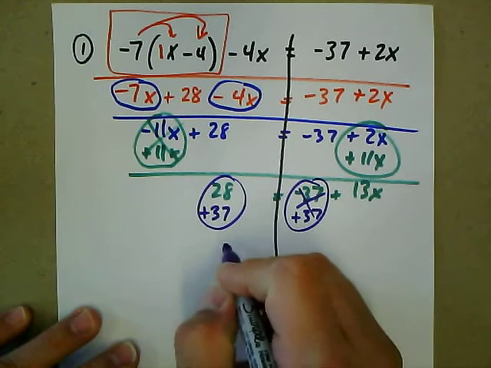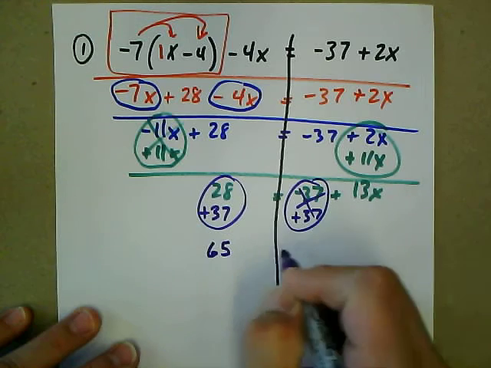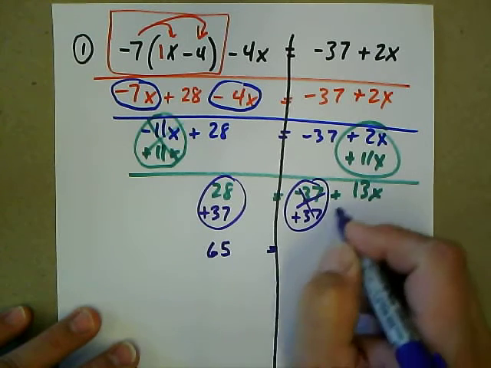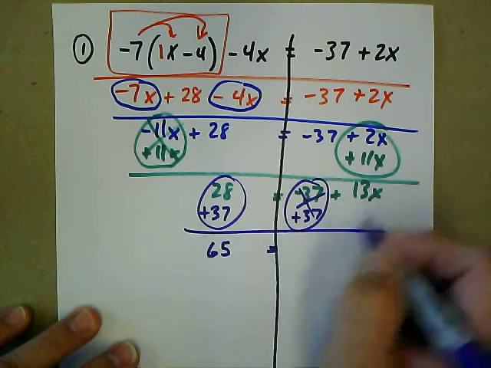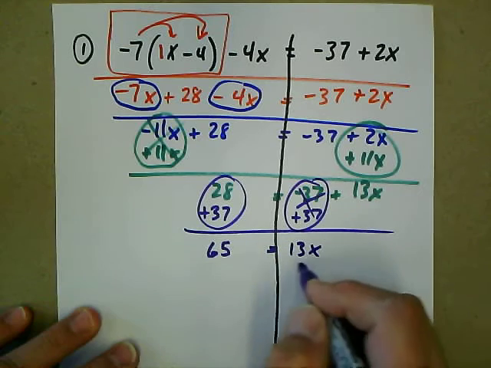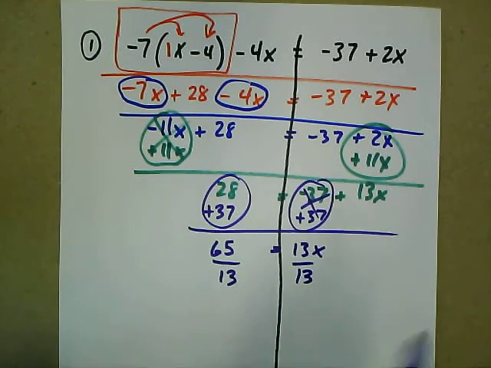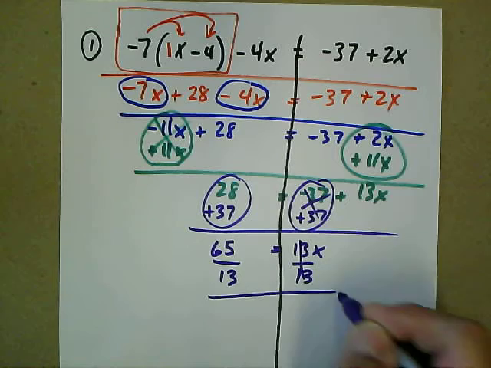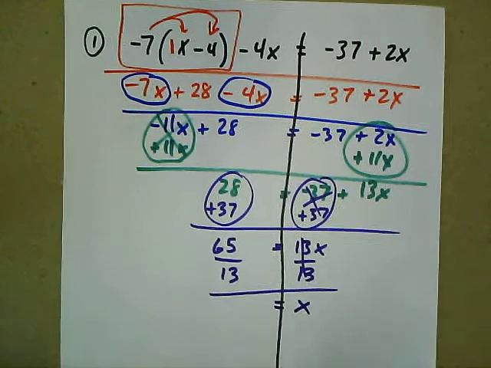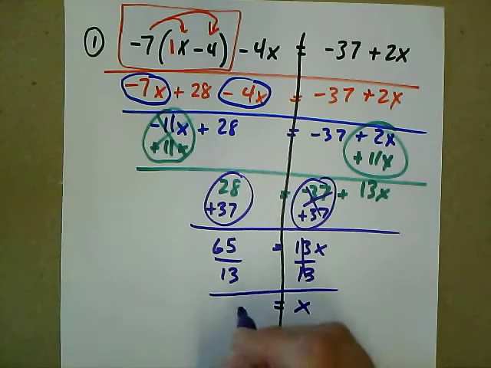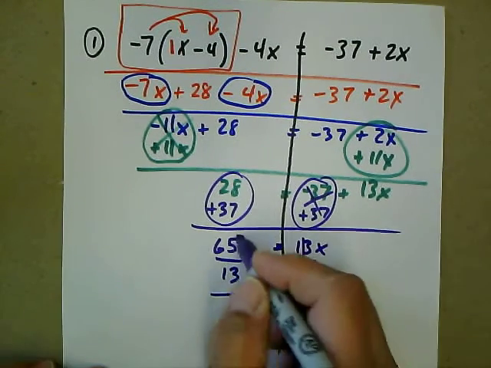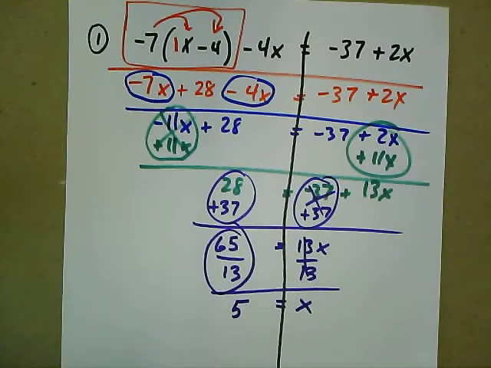And we're going to get 15, here's 65. And then these will be gone, they're opposite operations, to get 13x. We're going to go ahead and now the last step, and we're going to divide by 13. I guess I could use a different color, but that's okay. So our answer then becomes 5. 65 divided by 13 is 5.